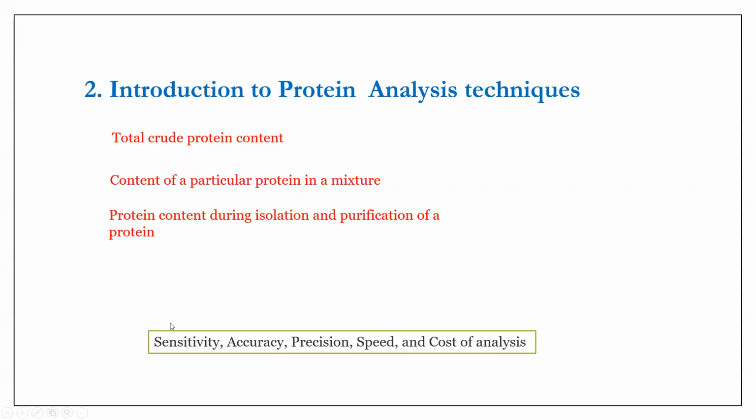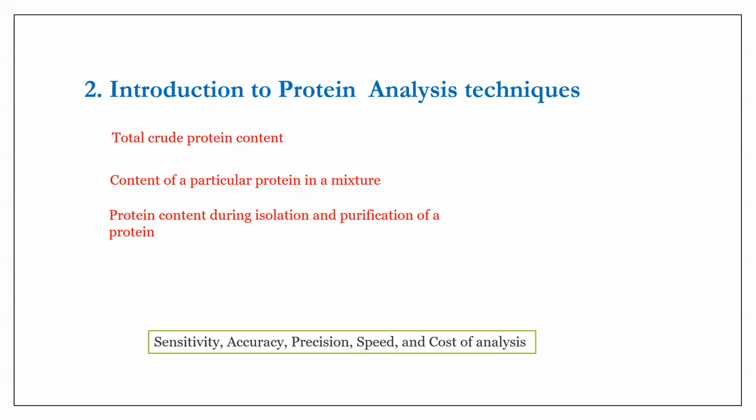sensitivity, accuracy, precision, and speed, how fast you are going to analyze those proteins. And the most important aspect in protein analysis technique is the cost of analysis. Because when you do analysis, at every step you have to do the analysis, so your cost should be minimum. If an industry is paying more cost just in analysis of protein, it is not feasible. So the cost of analysis is very important when you're choosing any analytical technique.